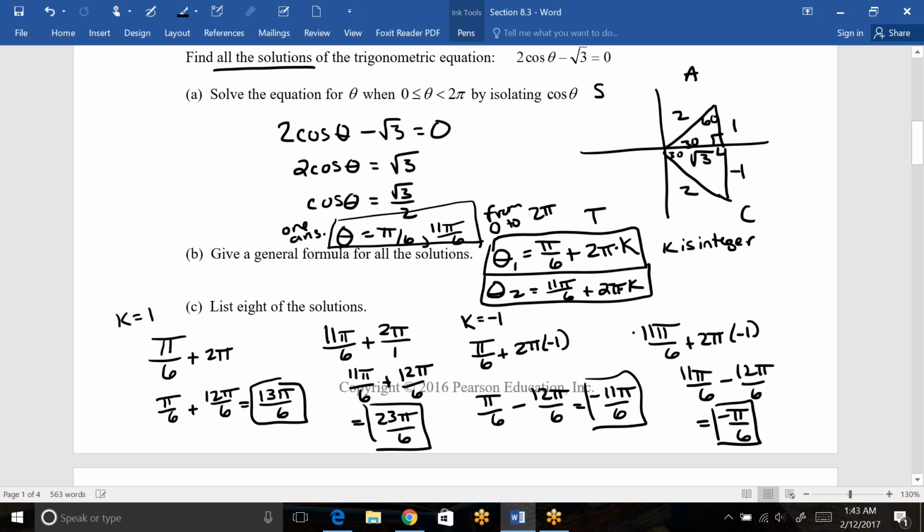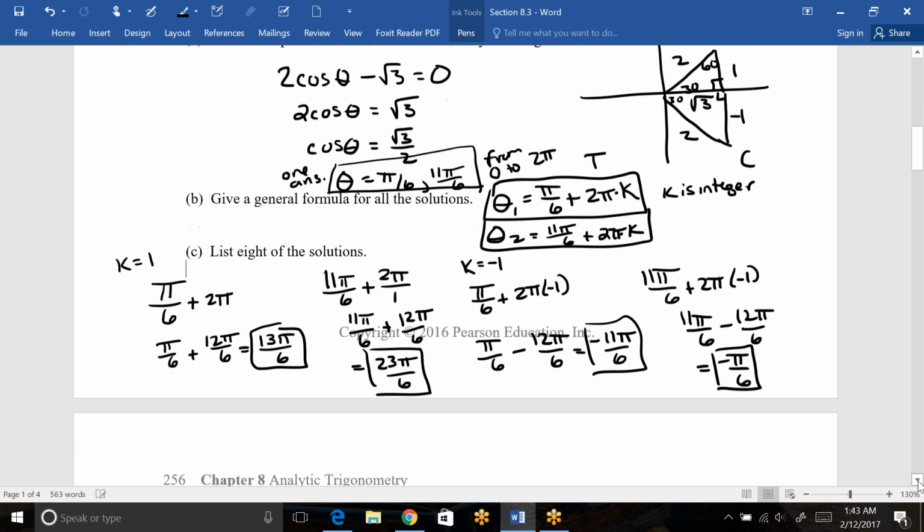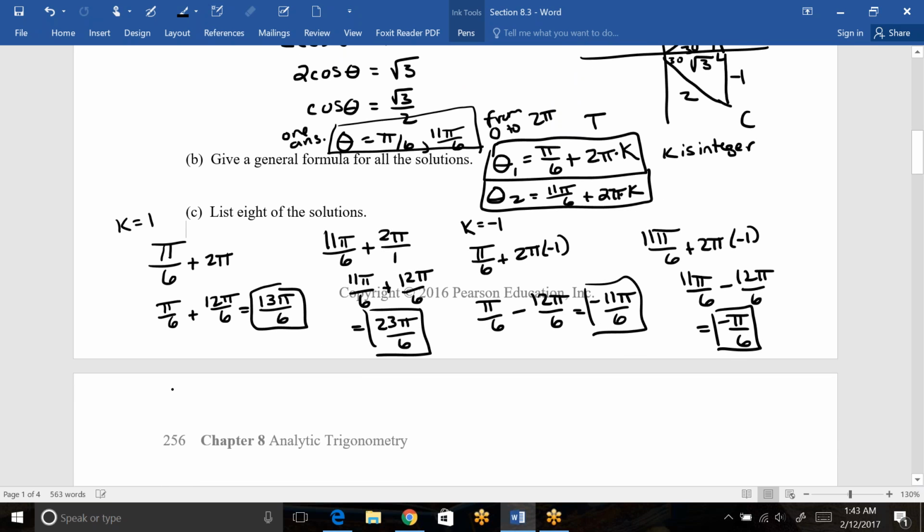We can find 4 more. If we add 2 pi, so I'm just going to do this right here. So if k is 2, so pi over 6 plus 2 pi times 2, that would be pi over 6 plus 4 pi, which equals pi over 6 plus 24 pi over 6. That would be 25 pi over 6.